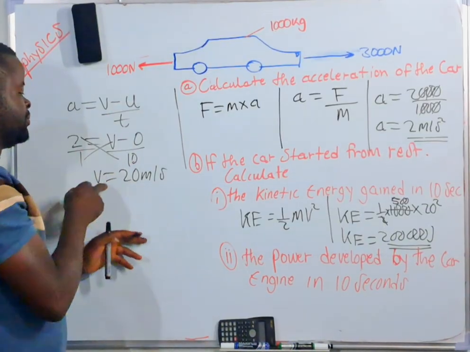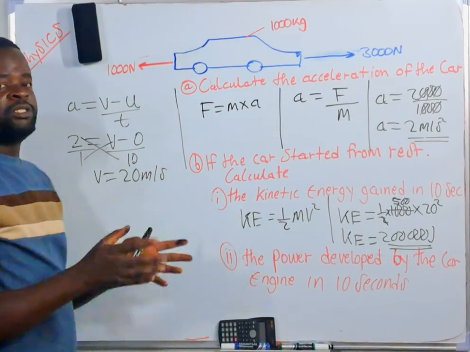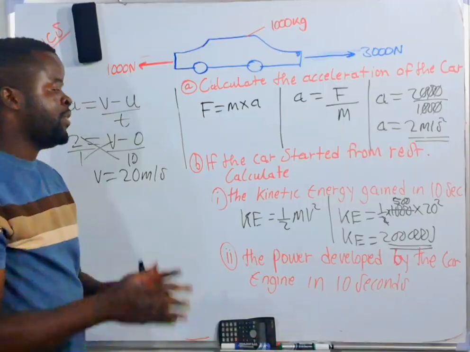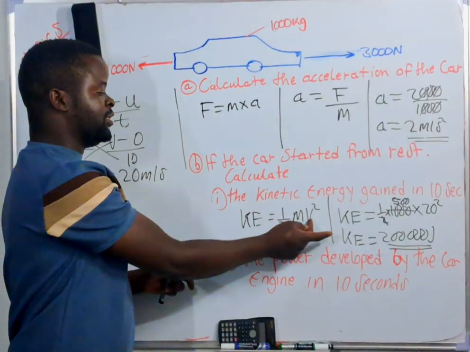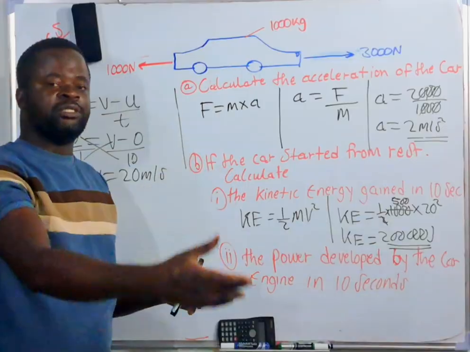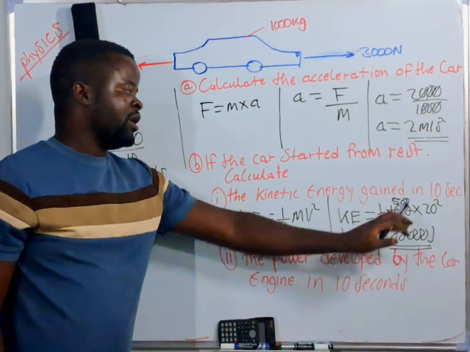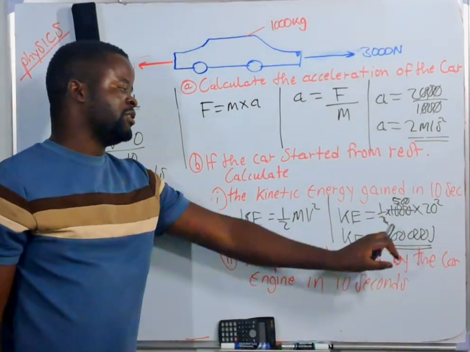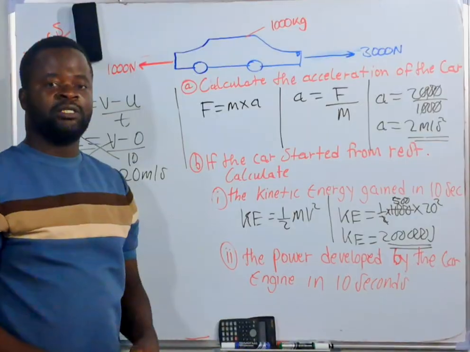Therefore, you cross multiply and get 20. Do not underline if it's not the final answer. Then get 20 and put where there is v. This is where we are saying 20 to the power 2 simply means 20 times 20 to get 400. 400 times 500, you are getting 200,000 joules.